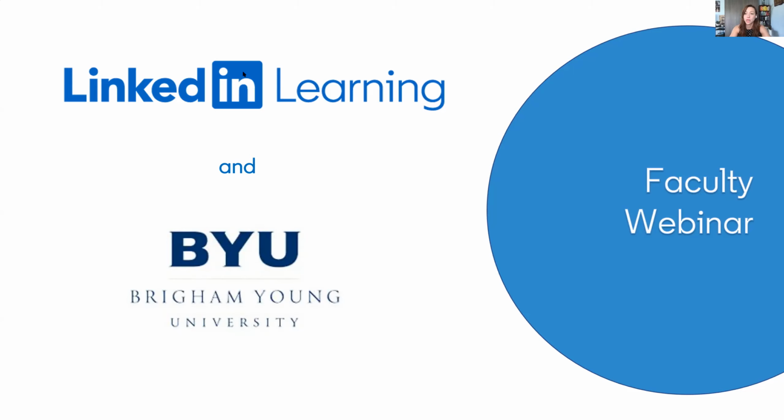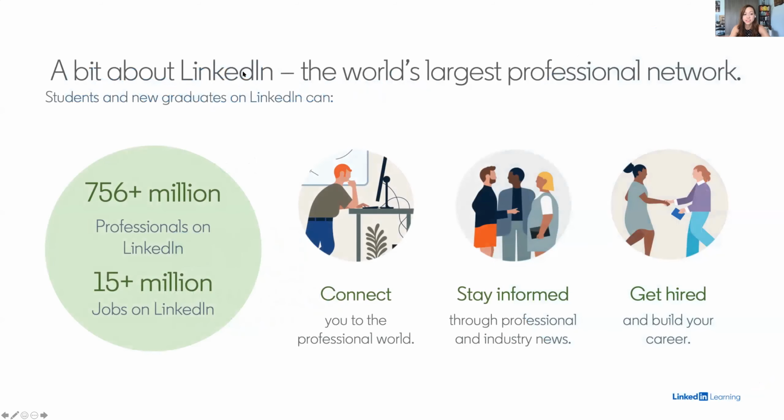And just to give you a little more insight on the LinkedIn front, in case this isn't something you spend a lot of time on, LinkedIn is the world's largest professional network. We have over 756 million professionals on LinkedIn, and very importantly, over 15 million jobs. The key focus areas are connecting as a network to the professional world, and then staying up to date on industry and professional news to ideally get hired and start building out your career. And that's our big focus for students. But of course, these are really important elements for faculty and staff as well.